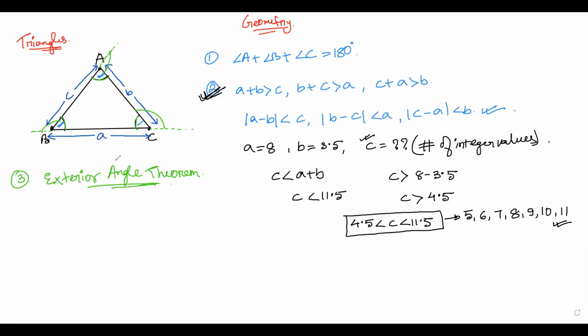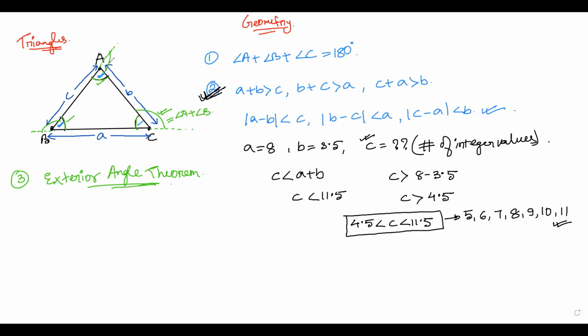So, the exterior angle theorem states that any exterior angle would be equal to the sum of the two remote interior angles. So, we can say that this exterior angle C would be equal to the two remote interior angles, that is angle A plus angle B.